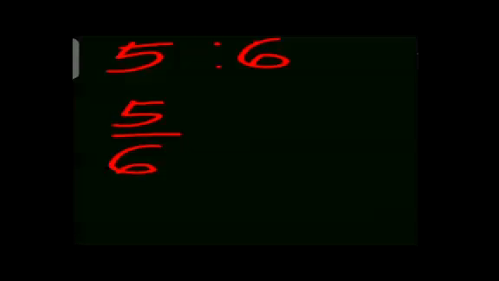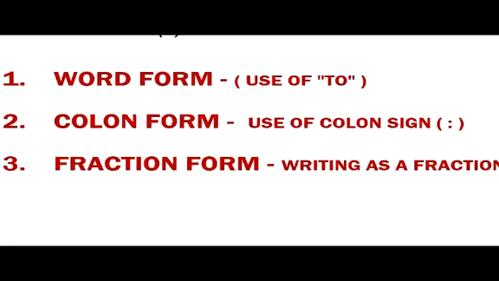So in a nutshell, we have three ways to express ratios. The word form, which is writing by the usage of "to" between the two numbers. The second form, that is by having a colon between the two numbers. And the third form, that is by writing them in a fractional way.